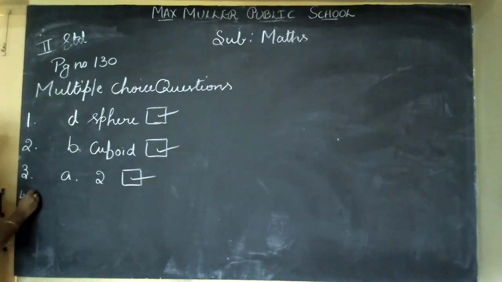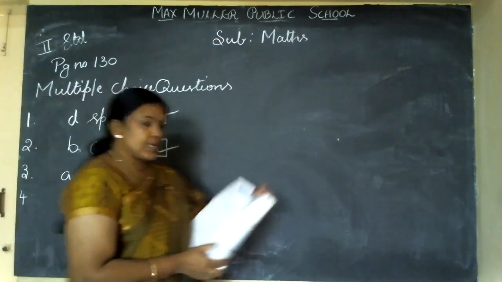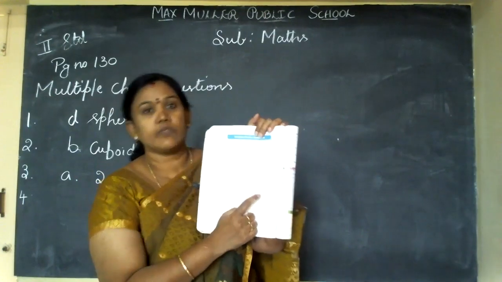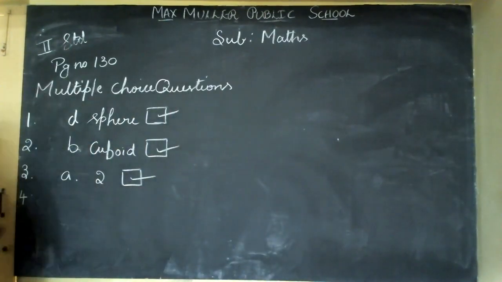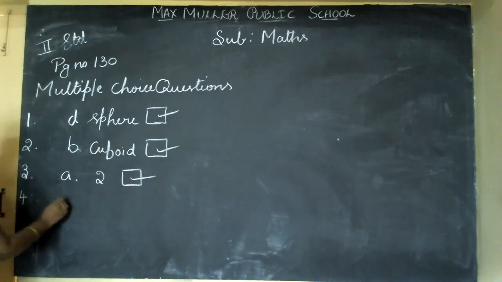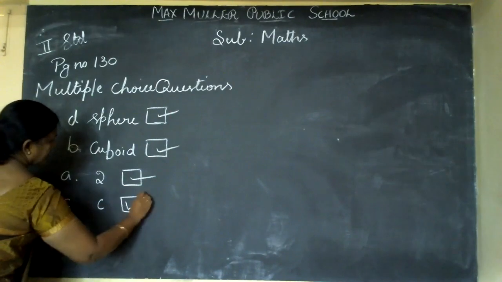Fourth one. Which of the following letter in a circle? Circle. See the circle. Which of the letter is there? C.